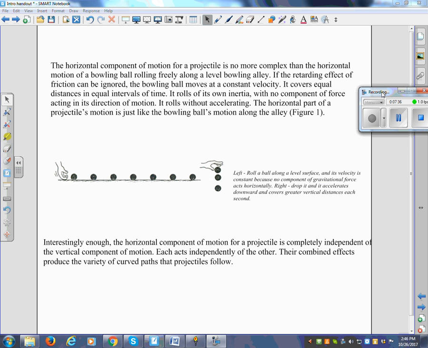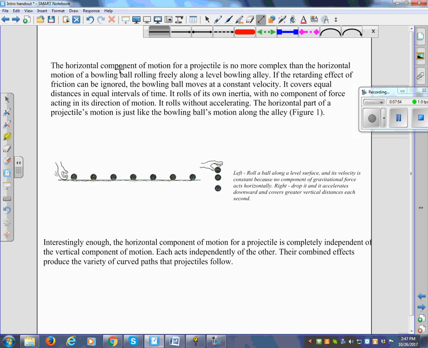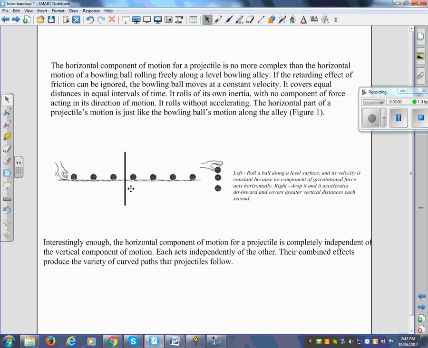The horizontal component of motion for a projectile is no more complex than the horizontal motion of a bowling ball rolling freely along a level bowling alley. If the retarding effect of friction can be ignored, the bowling ball moves at a constant velocity. It covers equal distances in equal units of time. See this? If I draw a vertical line like so, it is pretty straight. And every one of those is exactly the same. Where have we done this before? We did this a few minutes ago when you took the piece of paper and someone said it feels like they're all kind of the same distance. That's because they are. They're supposed to be. Okay?